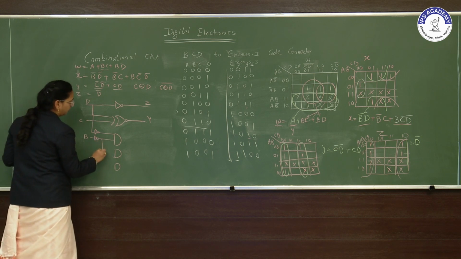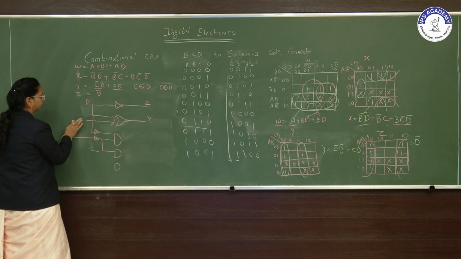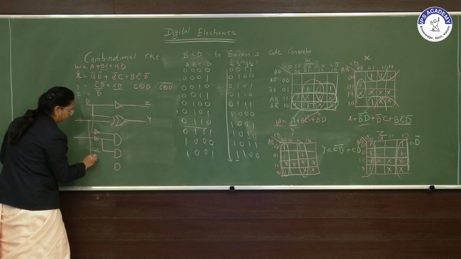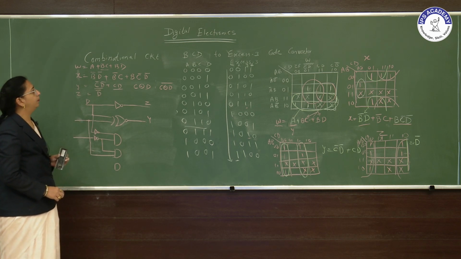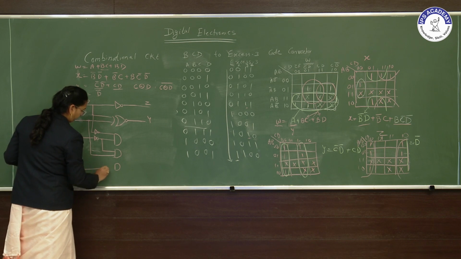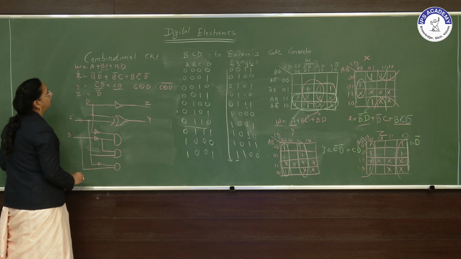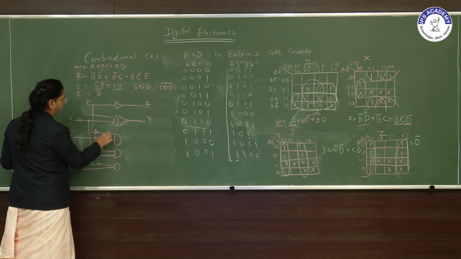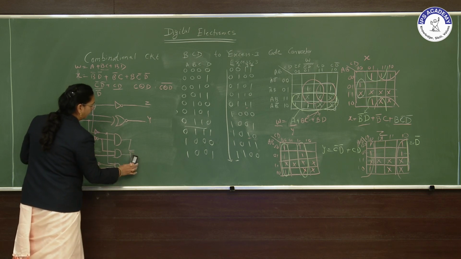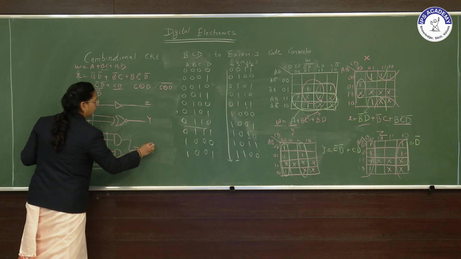Next B complement C. So here it is B complement, and we can use the C from here. Then B C complement D complement. So it was C, it was B. So B, and C complement was there, so we will use the C and a NOT gate here. So here it is C complement and D complement. D complement was there, so here it is D complement. And we will give the outputs of these AND gates into the OR gate. So here it is X.